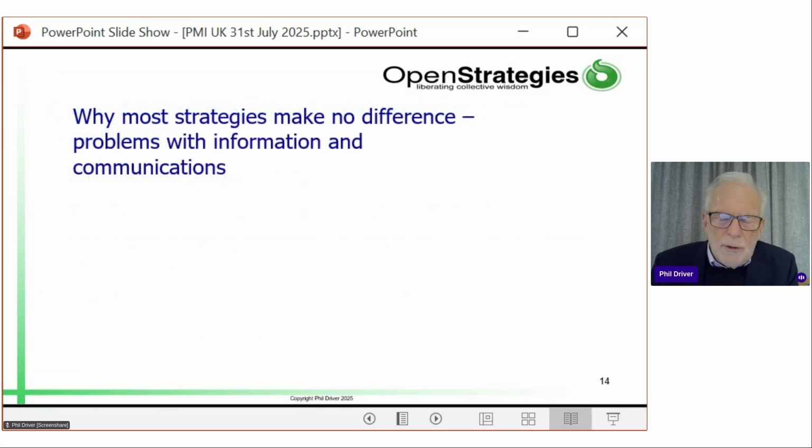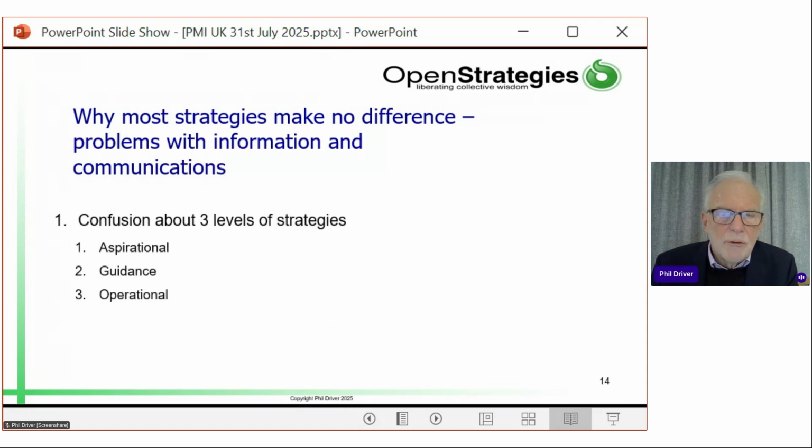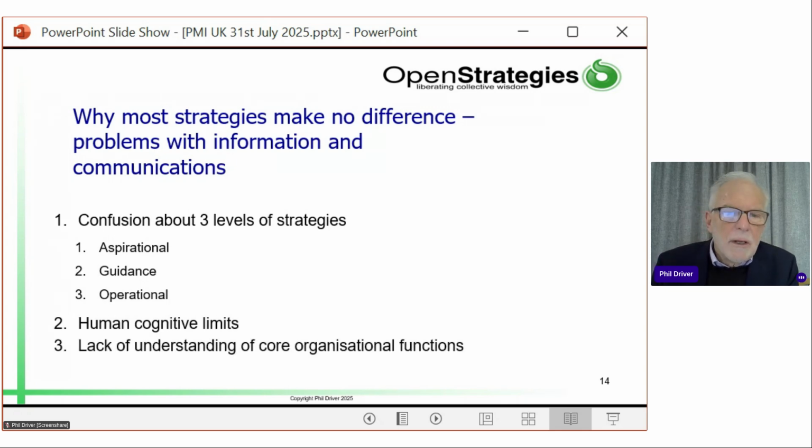So why do strategies not work? And there's several main reasons. One is that strategies are written at different levels, what I call aspirational level, guidance level, and operational. There are limits to what people can absorb and understand. And also there's a general lack of understanding of what organizations actually do. And that goes back to that simple quote I had before, make stuff, use stuff.